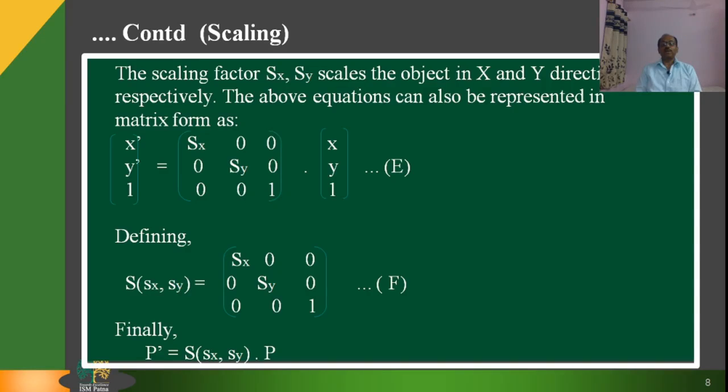If we provide values less than 1 for the scaling factor S, the size of the object will be reduced. If it is greater than 1, then the size of the object increases. So, with the use of these matrices, we do scaling, I mean enlarging or reducing the size of the object.